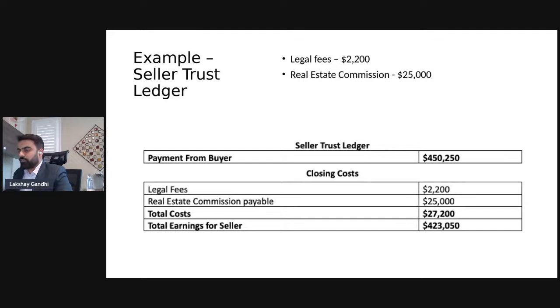Once again, you receive $450,000 on the closing day, but from the $450,000, you need to pay legal fees to the lawyer for closing. You also need to pay commission to your real estate agent, which will be subtracted from this. And at the end of the day, your total earnings in this scenario is actually $423,000. Although the house was sold for $450,000, the lawyer will basically do the deduction and send you back the remainder of the money.